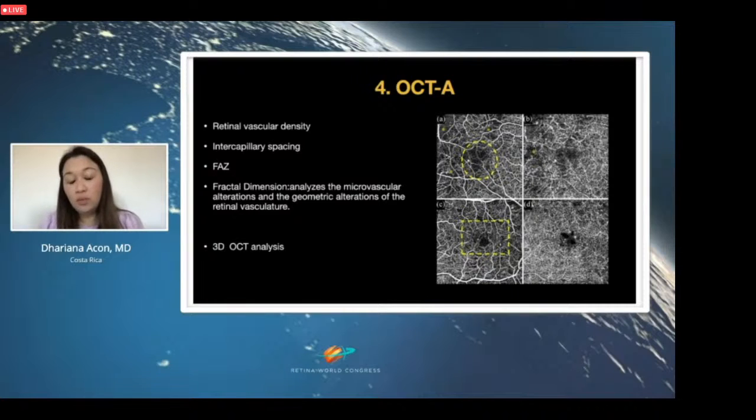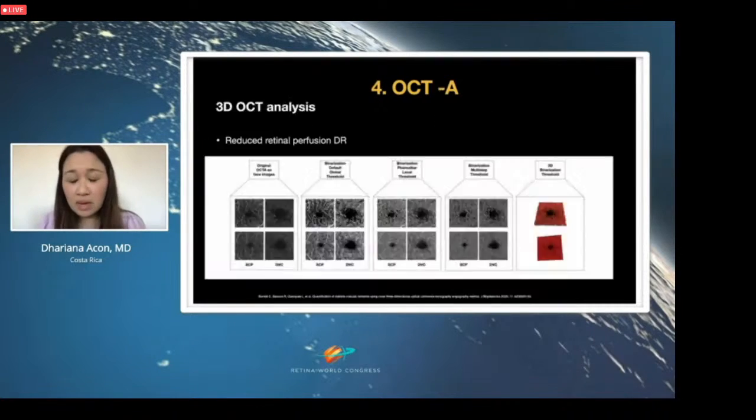Also, we can do 3D OCTA analysis. For example, in this study where they used different algorithms to compare, in all of them they found reduced retinal perfusion in patients with diabetic retinopathy in all superficial and deep capillary plexuses.